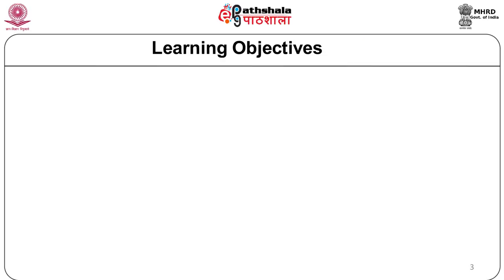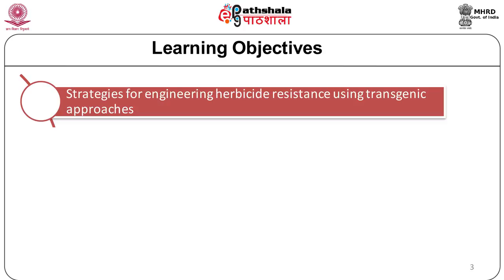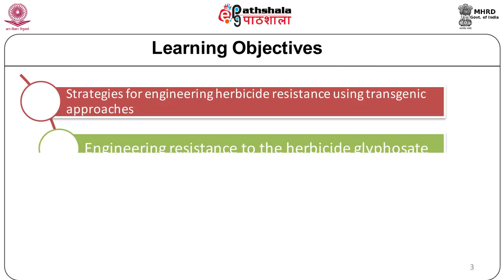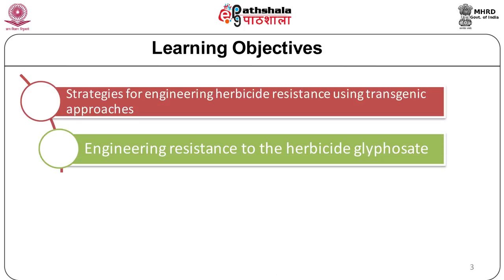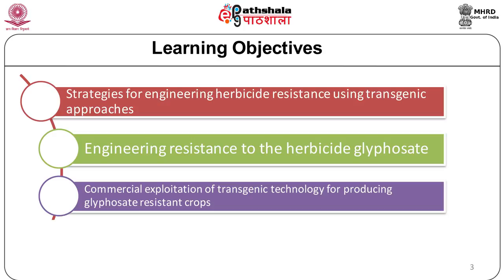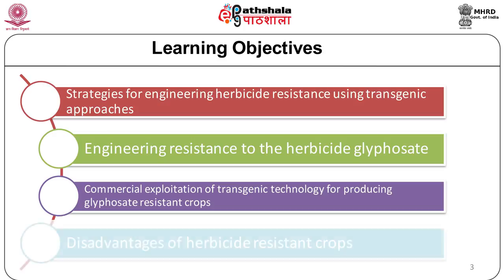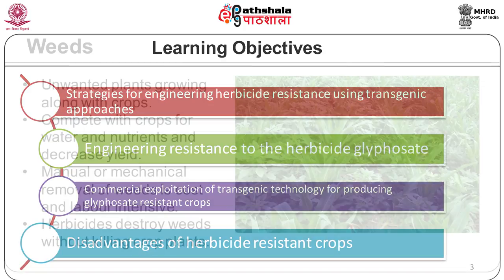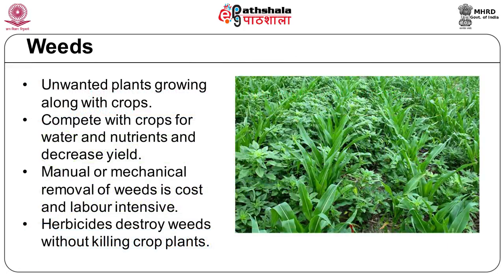Herbicides are chemicals which are used to kill unwanted plants or weeds. In this module, we shall study how transgenic methods have been used to develop herbicide-resistant crops. The learning objectives of this module are strategies for engineering herbicide resistance using transgenic approaches, engineering resistance to the herbicide glyphosate, commercial exploitation of transgenic technology for producing glyphosate-resistant crops, and disadvantages of herbicide-resistant crops.